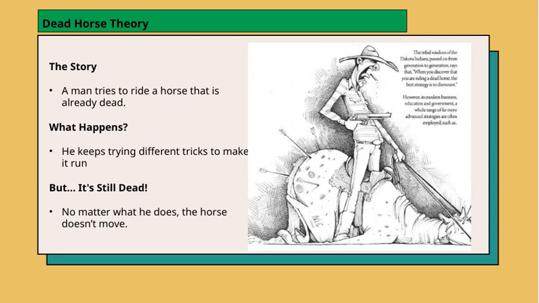Let's talk about the dead horse theory. Imagine a man trying to ride a horse that is already dead. Now, what does that tell us? It's a metaphor for wasting effort on something that's no longer viable. The man keeps trying different tricks to get the horse to run, but no matter what he does, it just doesn't move. The key point here is that no matter how much effort or creativity he puts in, if the foundation is gone, if the horse is dead, nothing will change.